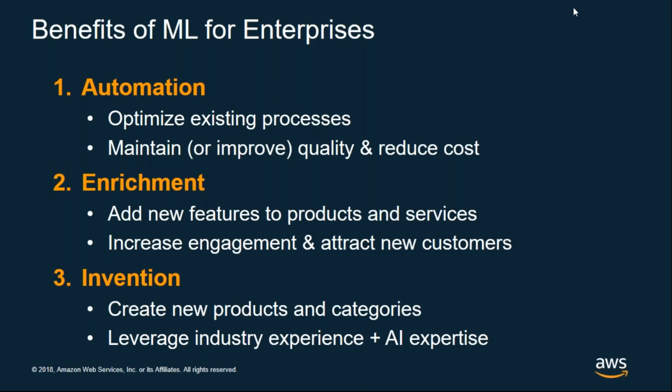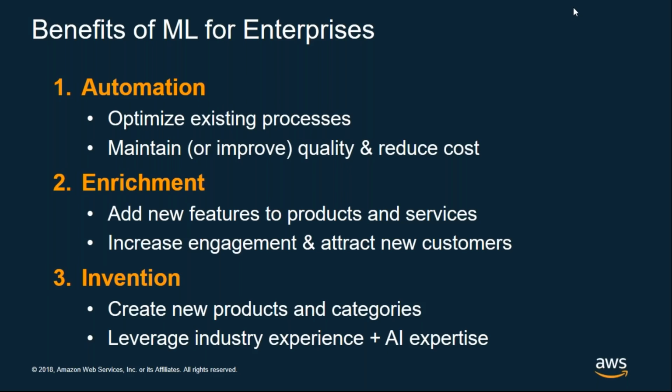The second broad theme of how enterprises are benefiting from machine learning is enrichment. This is about adding new features to their current products and services, and very specifically the ability to increase engagement with the customer base and potentially attract new customers by driving new insights about trends and customer preferences and how they can best be served by our enterprise customers. And then finally, the third part is about invention and innovation.